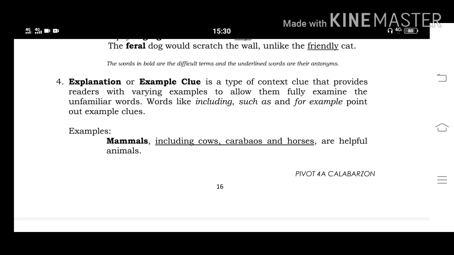Example, mammals, including cows, carabaos, and horses, are helpful animals. Ang salitang mammals, okay, ano ang kanyang halimbawa? Kasi nga, ang number 4 ay example clue or explanation. So, gumamit siya ng salitang including. Okay, so ang mammals daw, kasama ng cows, baka, carabaos, and horses. Yun ang ibig sabihin ng mammals or ang halimbawa ng mga mammals.